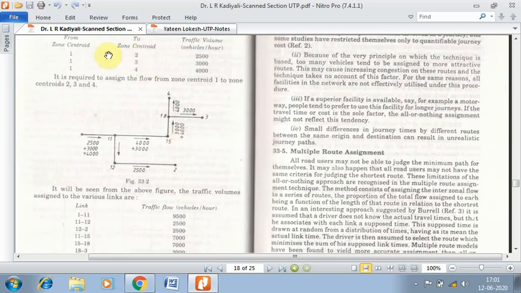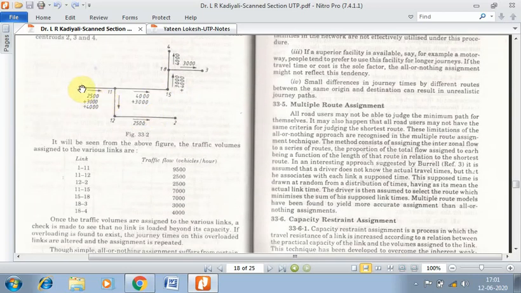Zone centroid 2. So this is the origin and this is the destination. So this is the origin, that is zone centroid 1, destination is zone centroid 2. So you are expected to deviate only 2500 vehicles among 9500 vehicles. So from zone centroid 1 to 11 there will be 9500 vehicles.